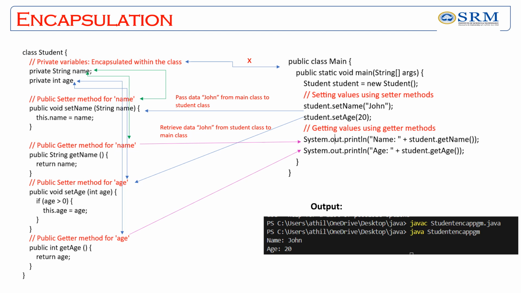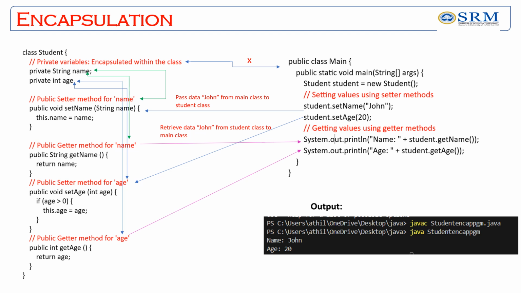And next, coming to the main class, I have created the object student for the class Student, and then I have called student.setName of John. So I am passing the value John. By the time the code is executed, setName of John will pass from the main class to the Student class. By the time student.setAge of 20 is called, it will pass the value 20 from the main class to the Student class.